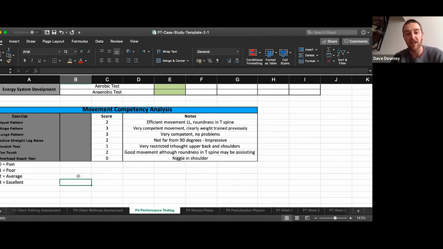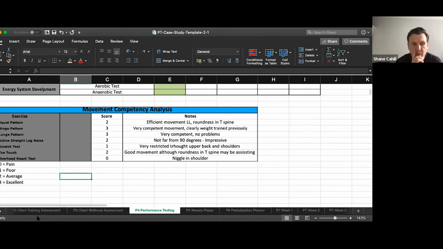Say for instance, like John, his lower leg movement, from ankle, knee, and hip, is all really good, but he's got clear tightness in his upper back, so he's basically missing a score there. So I would stick him down as an average. That would be a 2.